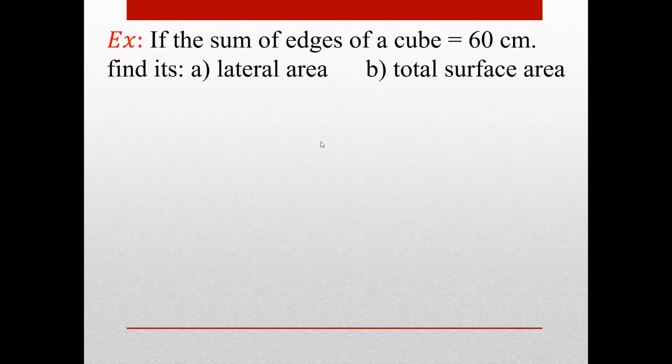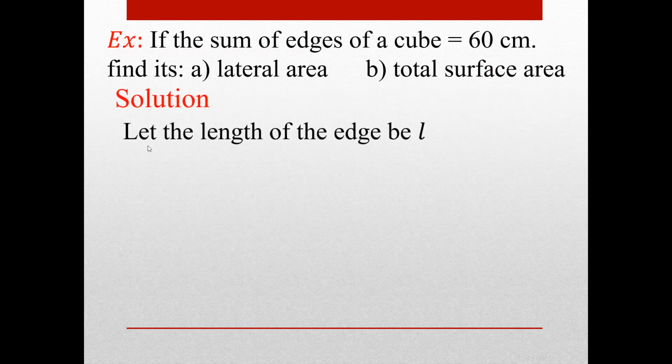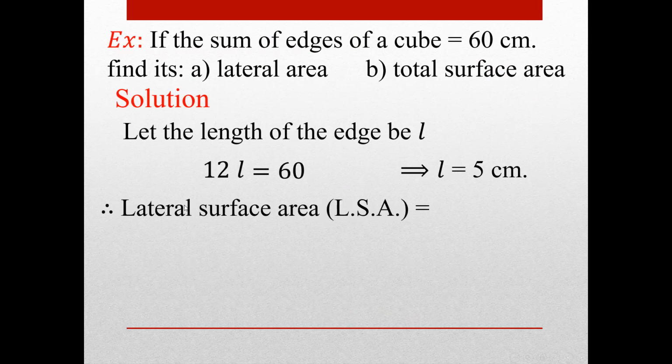100 square centimeters. Here, the length will be L, 12L equals 60. I want L, so it will be 60 divided by 12, which equals 5 centimeters. I make the lateral surface area equal 4L squared, 4 times 5 squared equals 100.